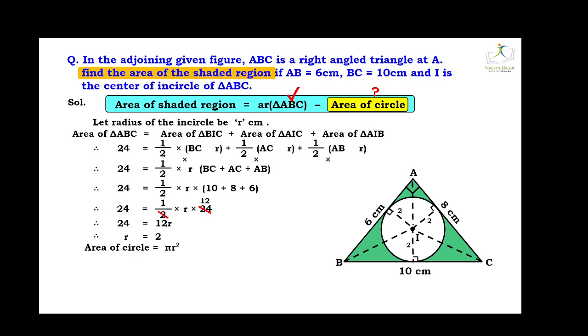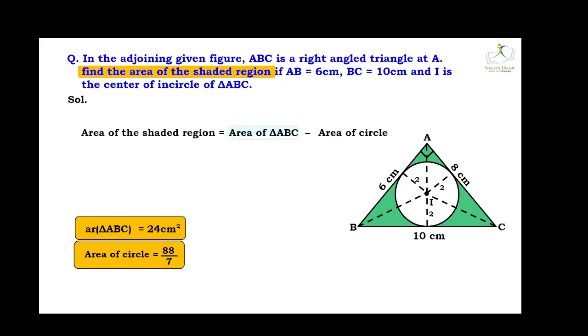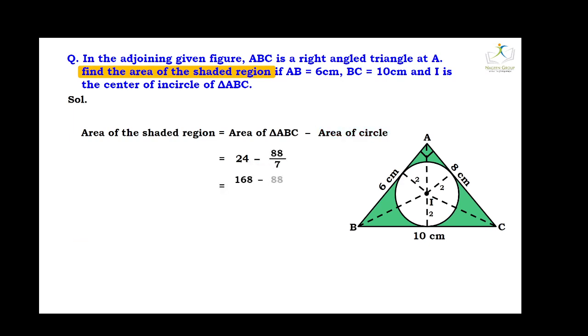After finding radius 2, again you can come back to the area of circle, pi r square. So r is 2. Now we find the area of circle. We have to subtract area of circle from area of triangle, which will give the shaded region. I think you will understand that problem.